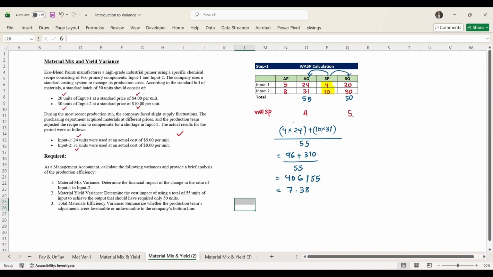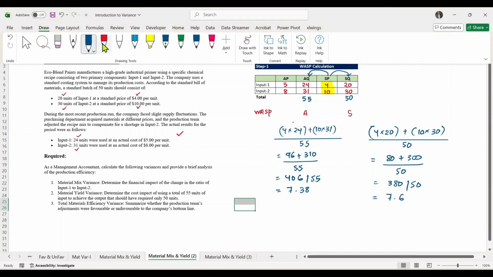Now we'll calculate WASP S. Same process we'll follow. We'll start from 4 multiplied by 20 plus 10 multiplied by 30, divided by total quantity, which is 50 here. And this becomes 80 plus 300, divided by 50, and this becomes 380 divided by 50, and 380 divided by 50 we get 7.6.